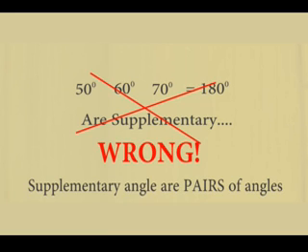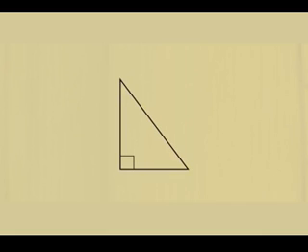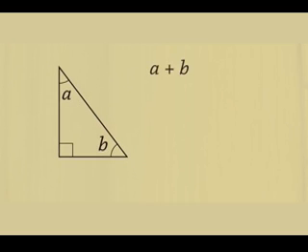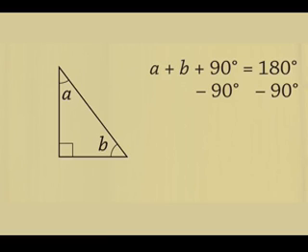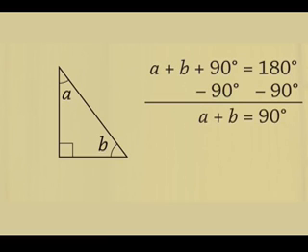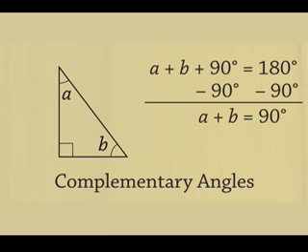Next, let's look at this right-angled triangle. The angle is 90 degrees. Let's call the other two angles A and B. Since the sum of any triangle equals 180 degrees, we have A plus B plus 90 is equal to 180 degrees. If you subtract 90 degrees from both sides, you get A plus B is equal to 90 degrees. Any two angles that add up to 90 degrees are called complementary angles.